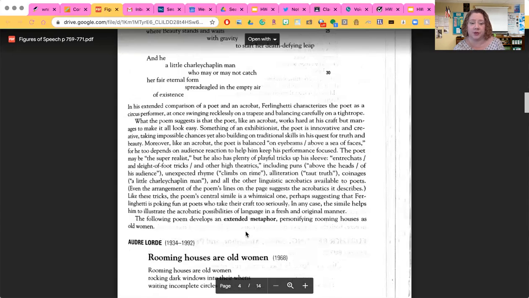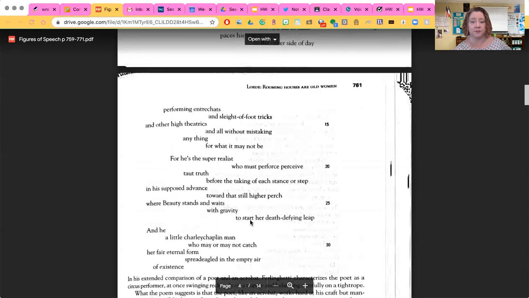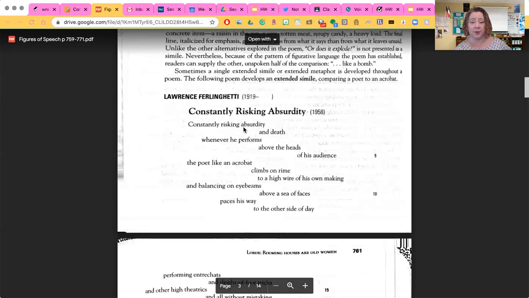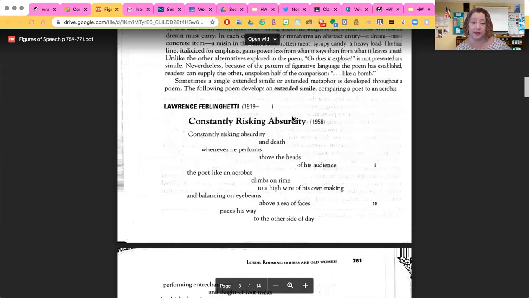Let me stop on a couple of terms. Extended metaphor, extended simile, those are terms to know and be able to identify in poetry, because when a poet extends a metaphor for a stanza or a whole poem, then it's important for us to figure out all the aspects of the comparison. So it's not just that the poet is comparing, in this one, for example, the poet is comparing a poet to an acrobat. And the whole poem is about that comparison.